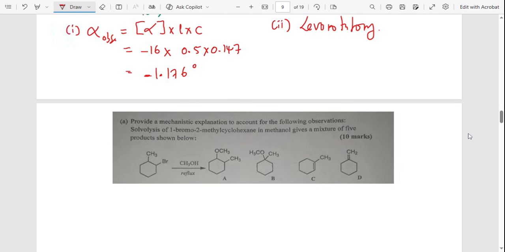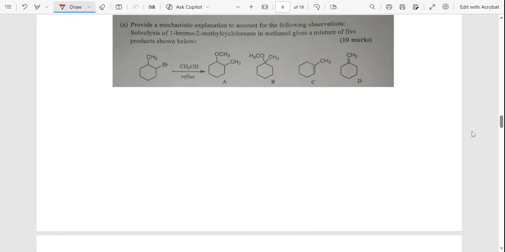Is this okay? Okay. The next question: provide the mechanistic explanation to account for the following observation. Solvolysis of 1-bromo-2-methylcyclohexane in methanol gives a mixture of 5 products. Okay, this is a solvolysis. Basically, you get the compound and you are reacting it in methanol, by reflux.